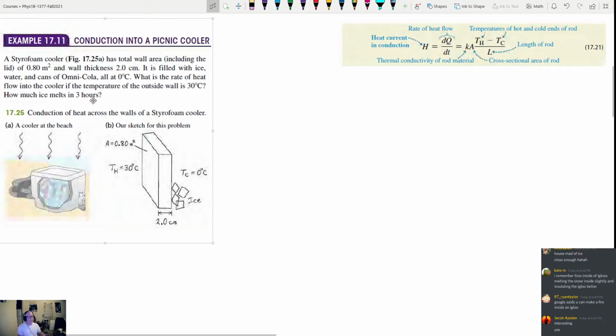So we've got a cooler, and coolers have to be closed, right? So here's our cooler.